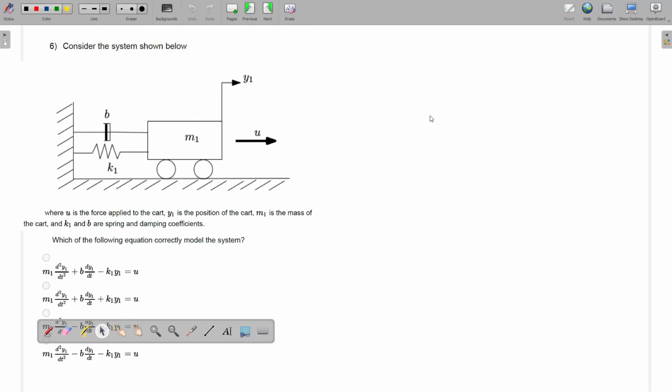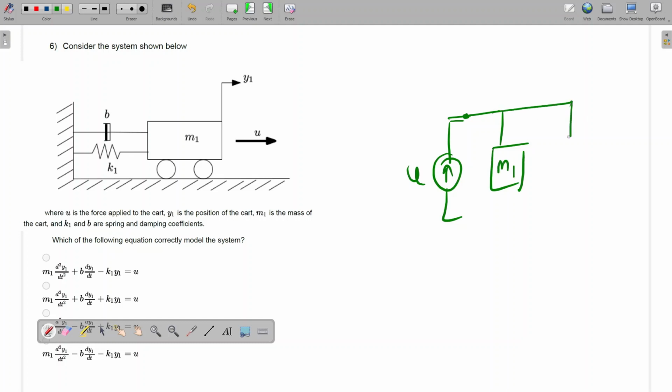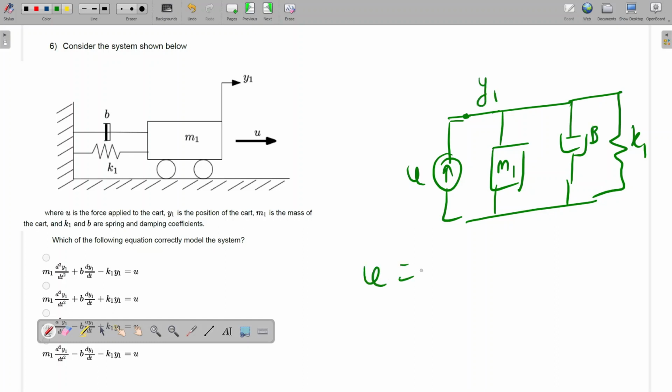So Y1 is there. Let's say Y1. At that point, this force U is the current U. And here M1 will be there. Again, B and K will appear. This is K1, this is B, and this point is Y1. So U will be M1 d square y1 by dt square plus b dy1 by dt plus k1 y1.